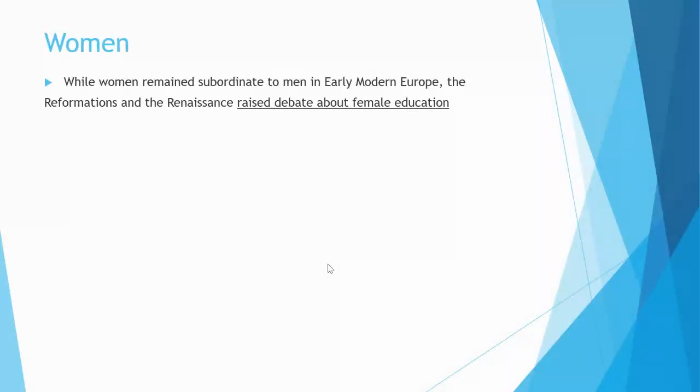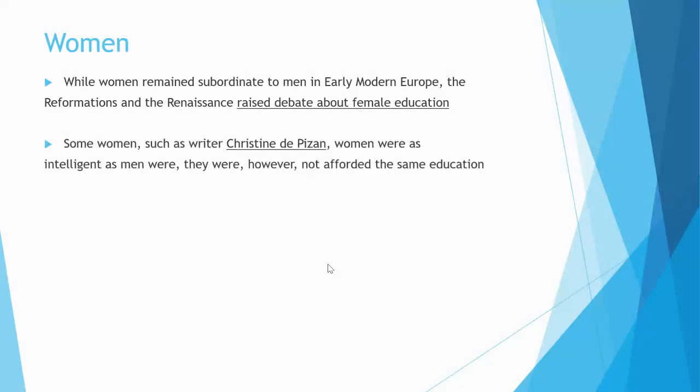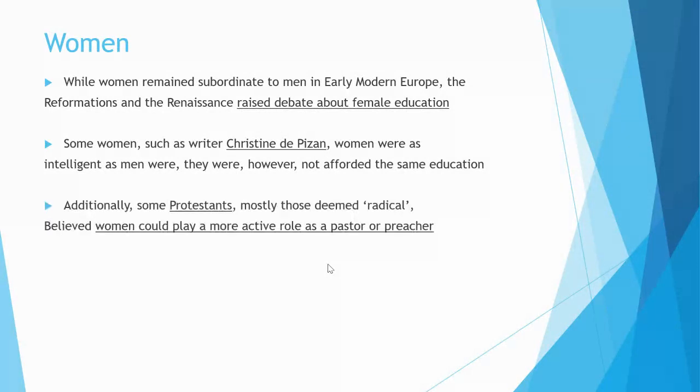While women remained subordinate to men in early modern Europe, the Reformation and Renaissance raised a question about female education. Remember, Martin Luther thought everybody should be educated in the Bible, so that would include women too. Some women, such as writer Christine de Pizan, who hopefully you should remember, said women were just as intelligent as men, but the only reason they're not holding these jobs and as educated as men is because they weren't allowed to go to school. They weren't given the same educational opportunities.